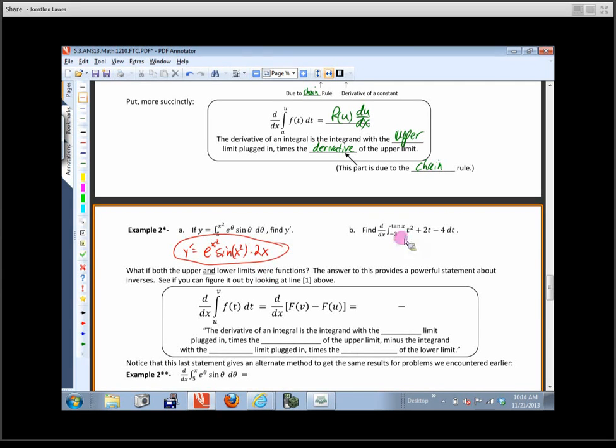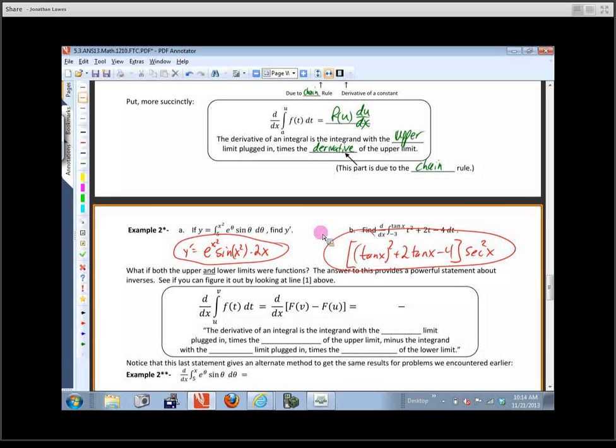If I do this one, the derivative of an integral is the integrand with the upper limit plugged in. So that's going to be the tangent of x squared plus 2 times the tangent of x minus 4 times the derivative of the upper limit. So I need to take that entire expression right there and multiply it by the derivative of the upper limit. And what's the derivative of tangent x? Secant squared x. Okay? So there's the answer on that one.